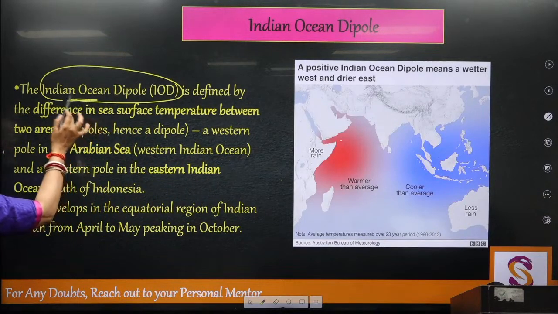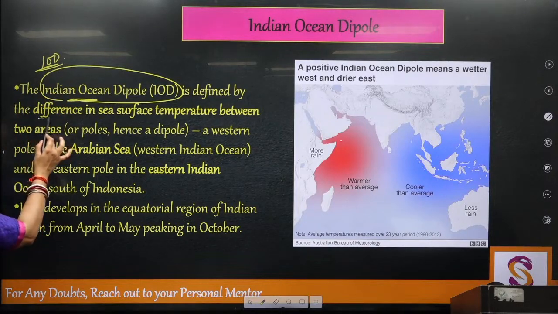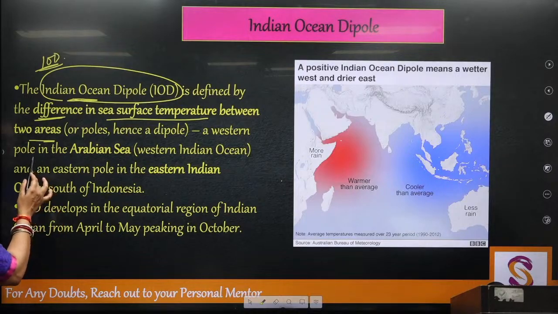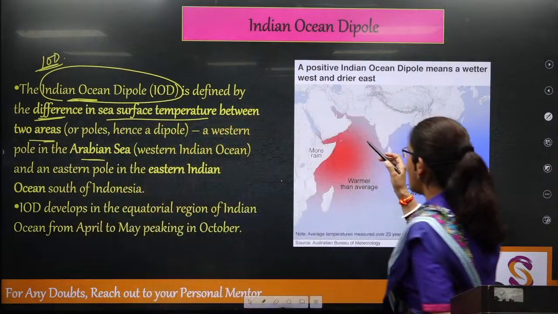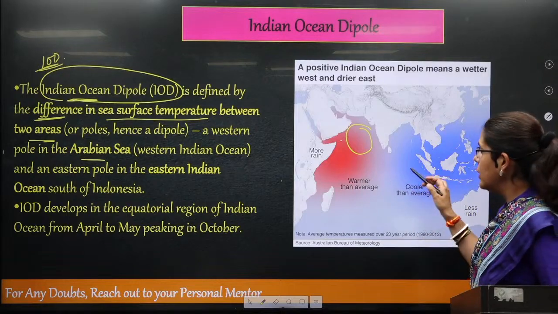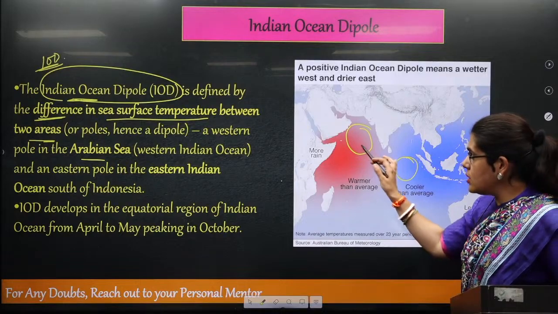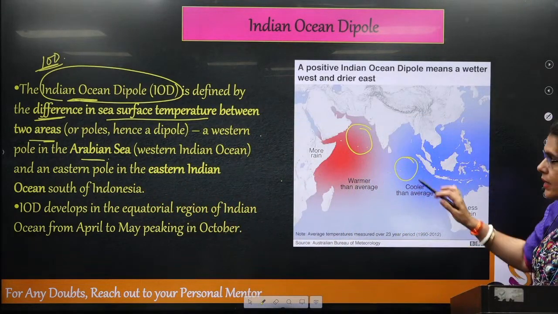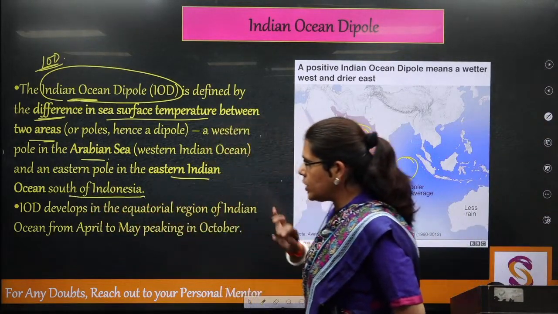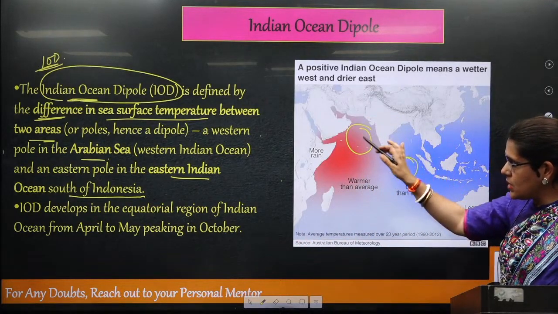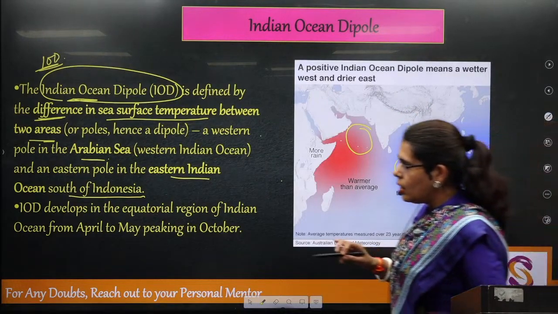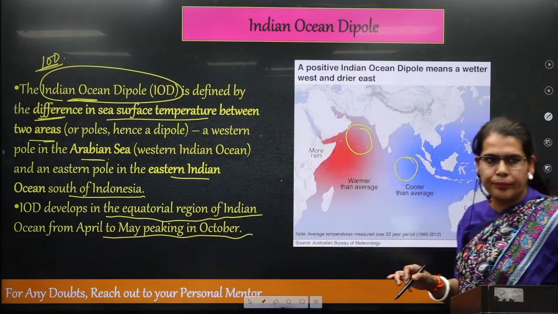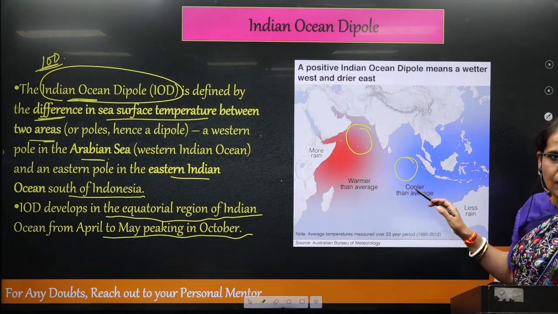So what is the Indian Ocean Dipole? It is also referred to as IOD, which is defined by the difference in sea surface temperature between the areas or the poles. That is why they term it dipole. There are two poles: one pole across the western Indian Ocean in the Arabian Sea, and another pole across the eastern Indian Ocean, south of Indonesia. Because there are two poles, the term dipole. Because this exists across the Indian Ocean, hence the name Indian Ocean Dipole. That's it. Now the Indian Ocean Dipole develops more prominently in the equatorial region from April to May, peaking somewhere in October.